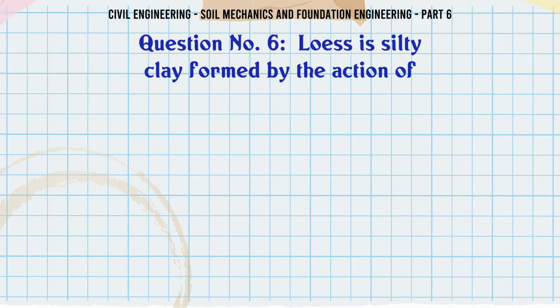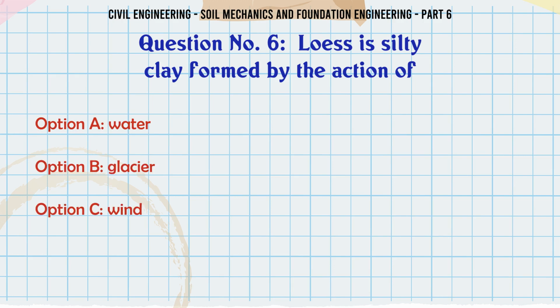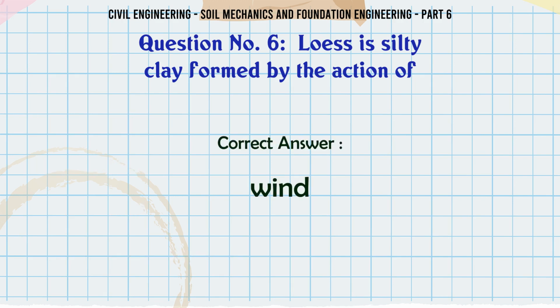Loess is silty clay formed by the action of A. Water. B. Glacier. C. Wind. D. Gravitational force. The correct answer is wind.